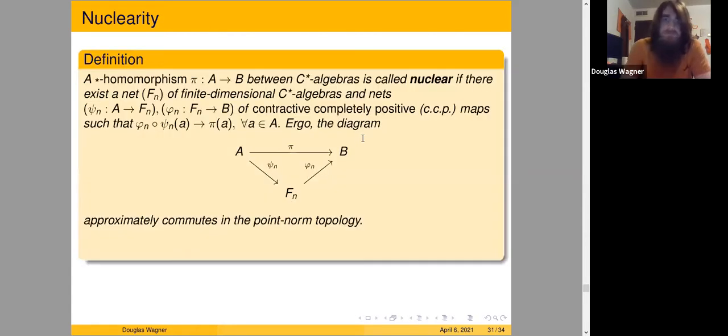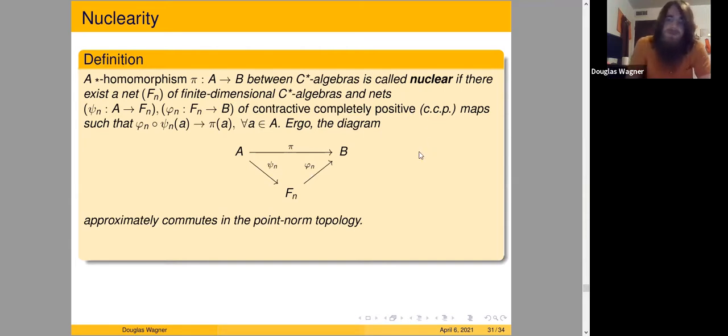We call it nuclear if it can be approximately decomposed into these maps downward into finite dimensional C-star algebras and then upward out of the C-star into like the image of the star homomorphism. So these maps are weaker than star homomorphisms. They're contractive completely positive, which means they don't necessarily preserve multiplication, although they could, but they do preserve some of the order structure.